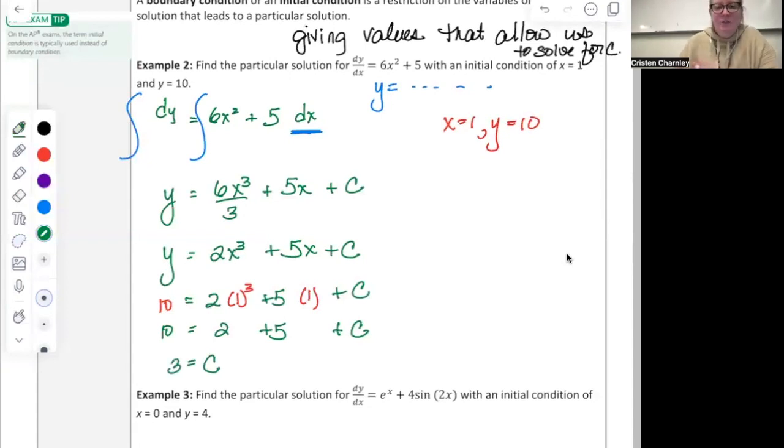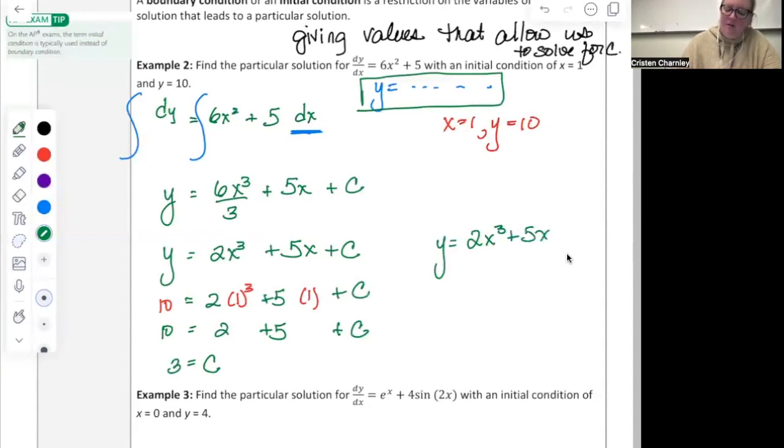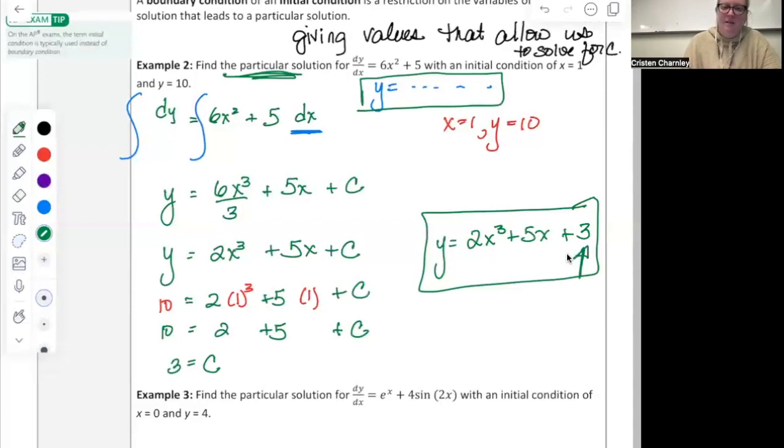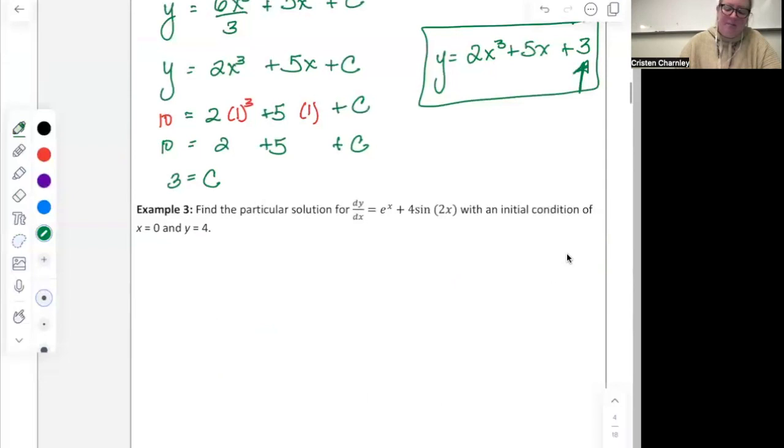Now, the algebra student in us wants to box this as our answer and say, hey, that's it, we have the solution. Remember, I want a y equals equation. So you have to rewrite the equation with the c in there. You're going to tell me y equals 2x cubed plus 5x plus 3. This is your final answer. Find the particular solution, which means we have solved for c. Awesome.